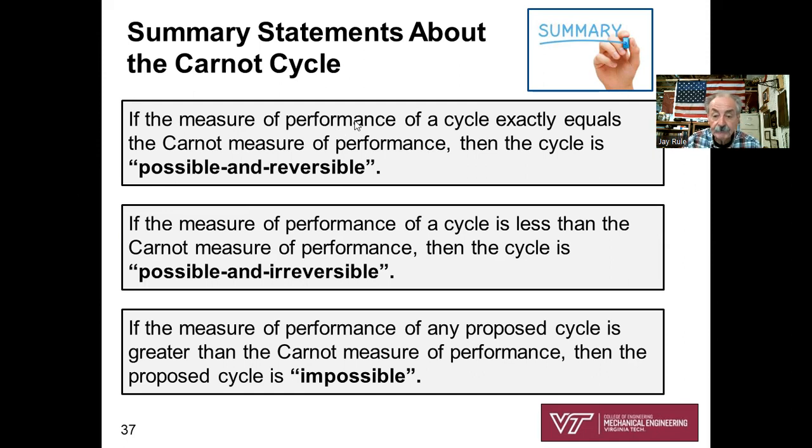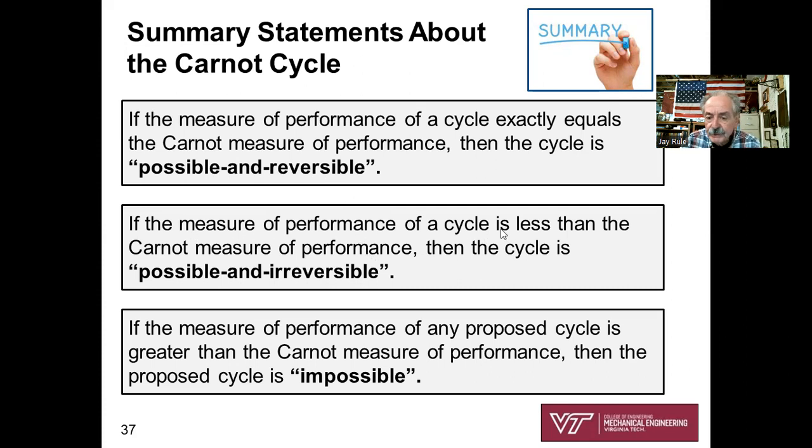If the measure of performance of any cycle exactly equals the Carnot measure of performance, then the cycle is not only possible, but it is reversible. Possible and reversible. In other words, it's like a Carnot cycle. It's equivalent to a Carnot cycle. Possible and reversible. Now, next statement.